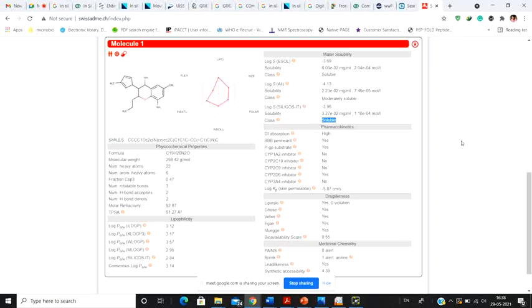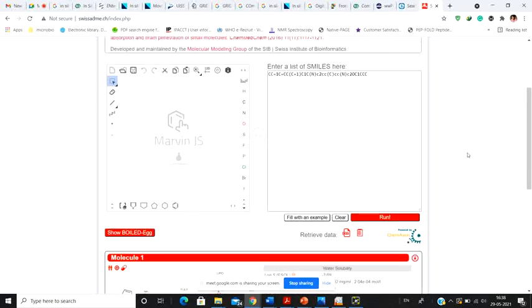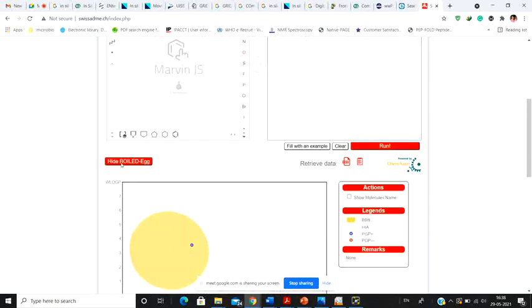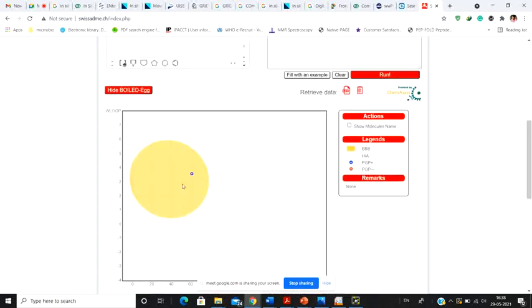Before using this particular drug on people, you already know whether the molecule you have designed is good or not, and if it is bad, then you can modify the structure accordingly. And next I'm going to show you the BOILED-Egg structure. What is this BOILED-Egg structure? The BOILED-Egg simply tells you the absorption of your molecule, and this is the blood-brain barrier permeability. If a molecule is present in this particular region, that means yes, it has crossed the blood-brain barrier.